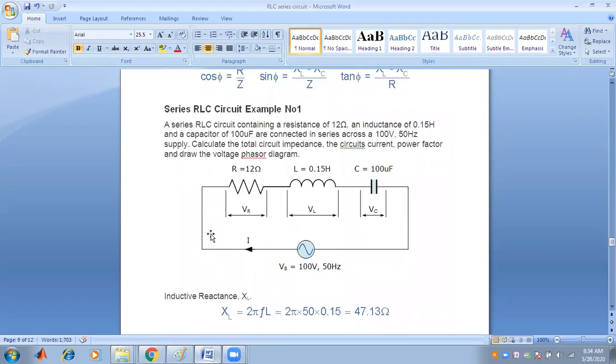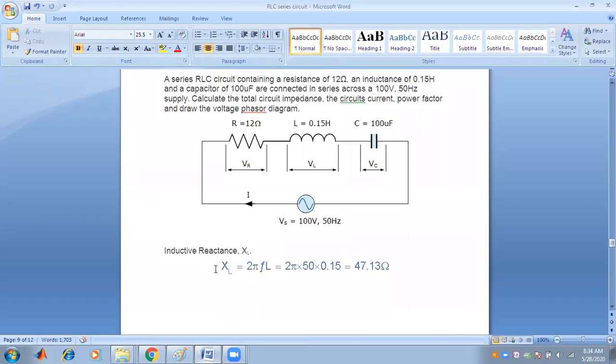So let us take an example. A series RLC circuit containing a resistance of 12 ohm, an inductance of 0.15 Henry, and a capacitor of 100 microfarad is connected in series across a 100 volt, 50 hertz supply. Calculate the total circuit impedance, the circuit's current and the power factor, and draw the phasor diagram.